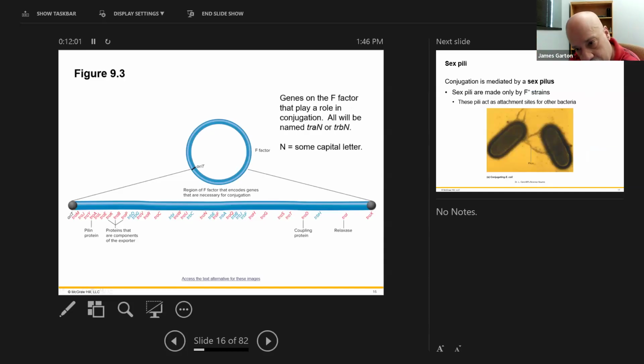I added this little thing on it. This is straight from the textbook. Now, this is the F factor. And it says there's a couple of dozen genes on here that are necessary for conjugation. And they are all given the names TRA, some capital letter, TRB, some capital letter. And a few of those genes have been identified in this image. I'm sure the other ones have been identified as to what they do. They're just not named in this image.